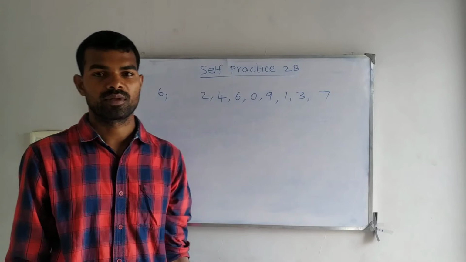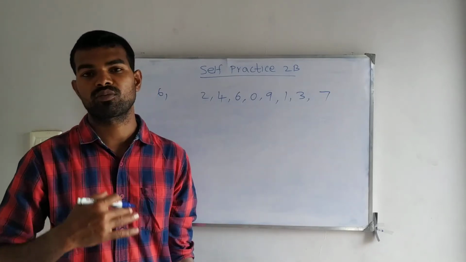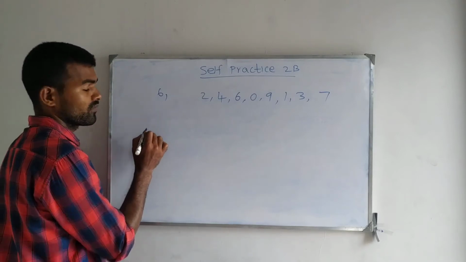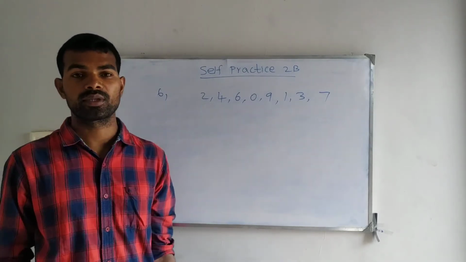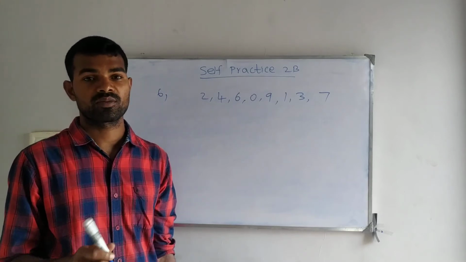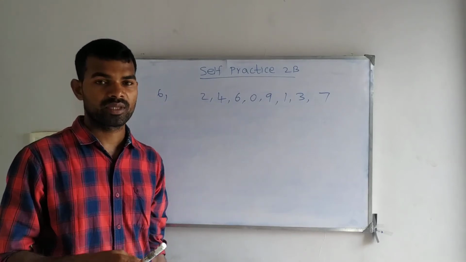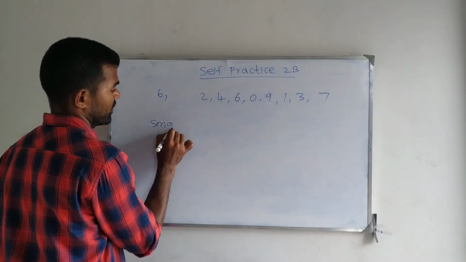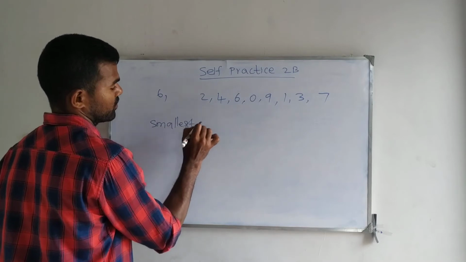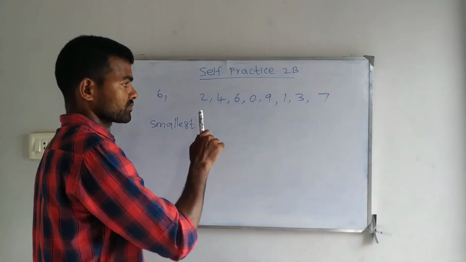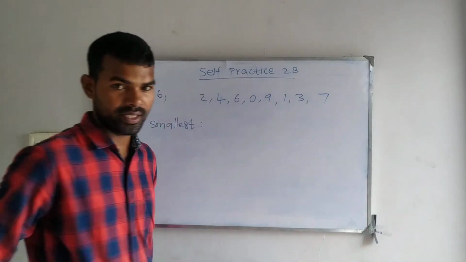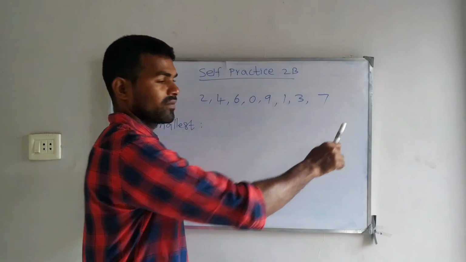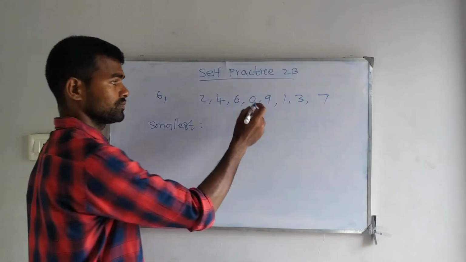So just remember, to form the smallest number we have to do the ascending order. Smallest number, we have to find the smallest number here. How will you arrange the smallest number in this? In the given digits, what is the smallest digit?